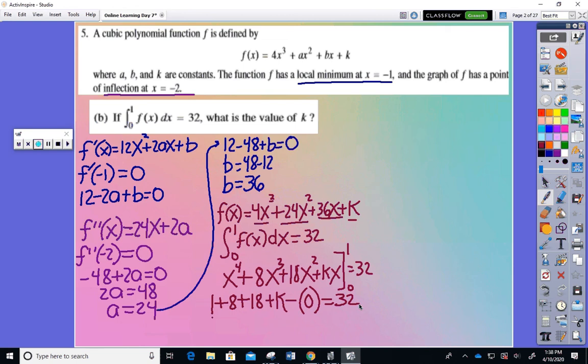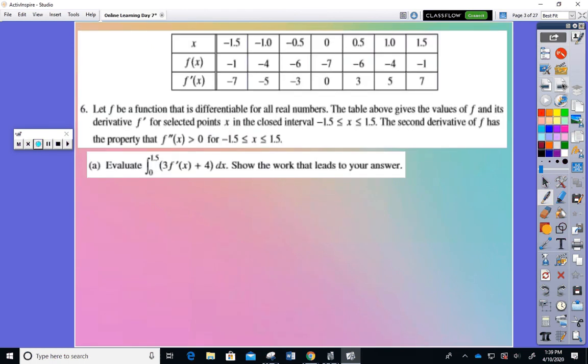It looks like 1 and 8's 9, 9 and 18's 27. So 27 plus k equals 32. And now I know that k equals 32 minus 27 is 5. So that's a nice application of the fundamental theorem that has you solving a little bit differently, a little bit different way of doing things.